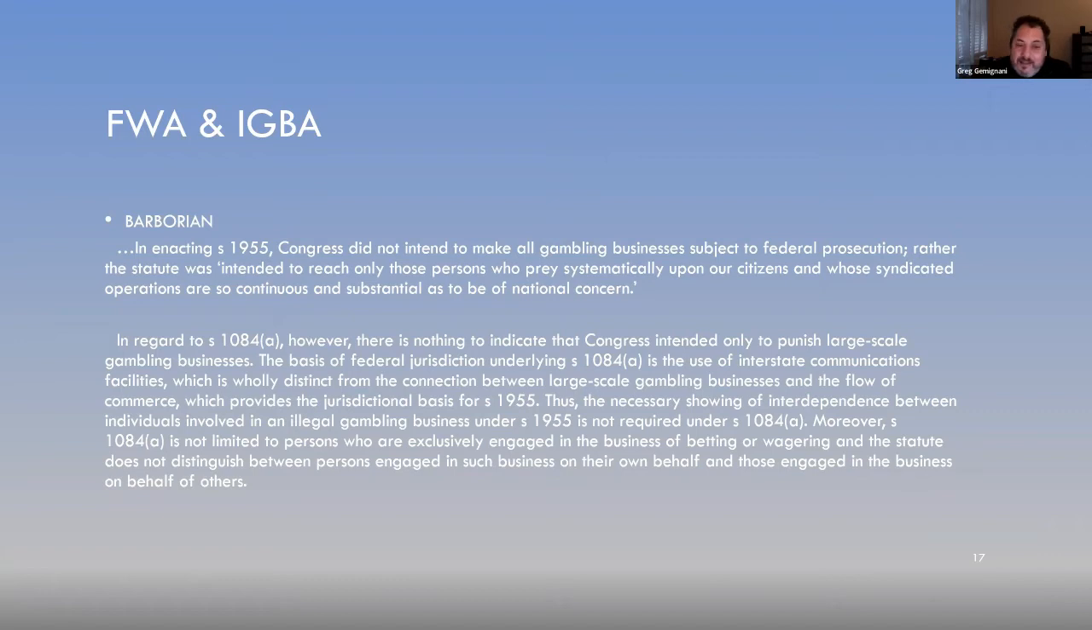So again, Federal Wire Act, you don't need 5 or more people. Illegal Gambling Business Act, you do. Federal Wire Act, higher standard of what activity needs to be engaged in before you're subject to the law. Illegal Gambling Business Act, a very low standard, but you need to have those 5 people. Does that make sense? They both use the same phrase, in the business of betting or wagering, but it's 2 different standards under 2 different acts.